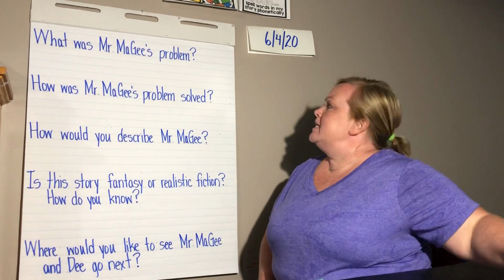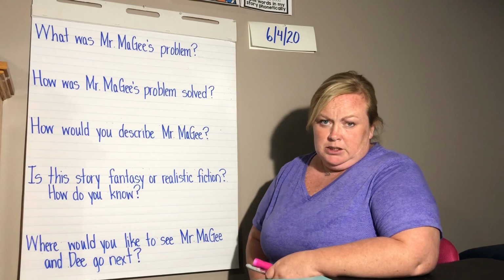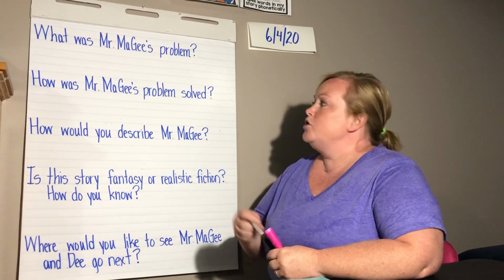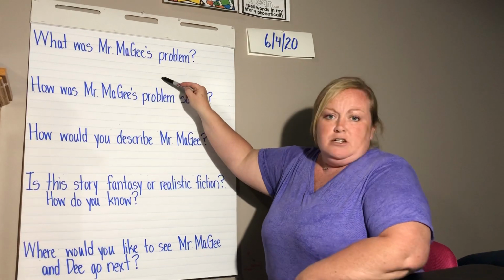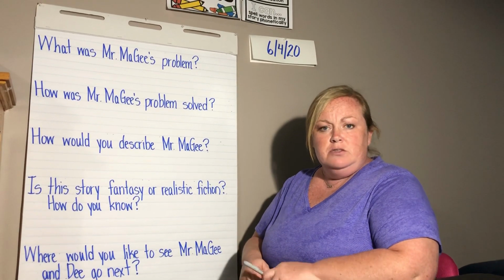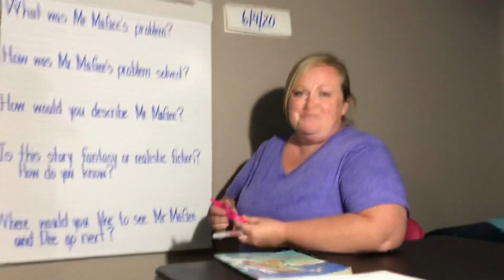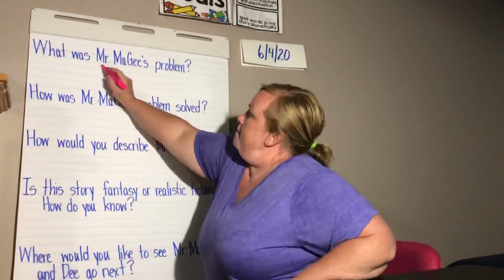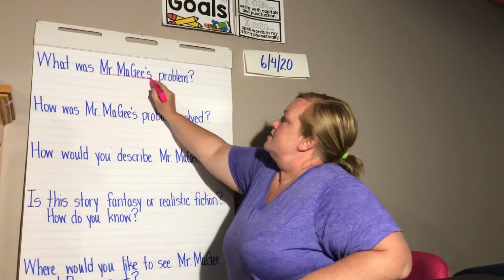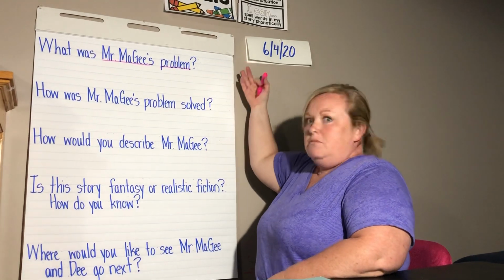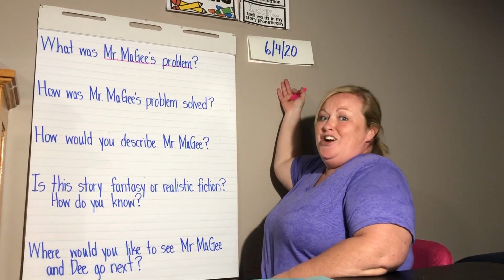What was Mr. McGee's problem? So I want you to think about how would you restate that so that you use part of this in your answer. What was Mr. McGee's problem? Can you say it out loud right now? Good. Hopefully you did. Mr. McGee's problem was he was stuck in a tree.